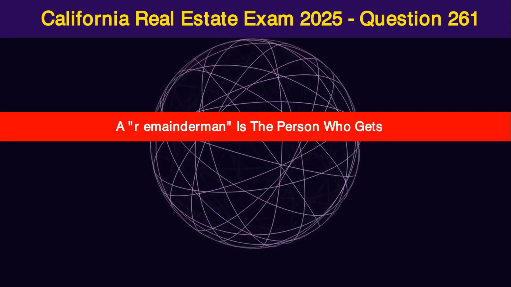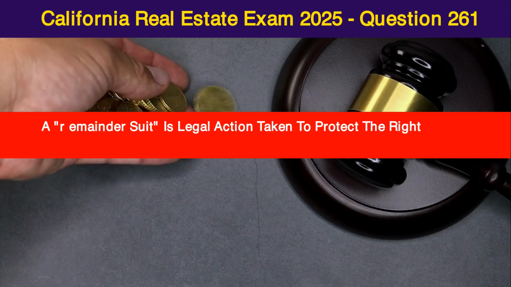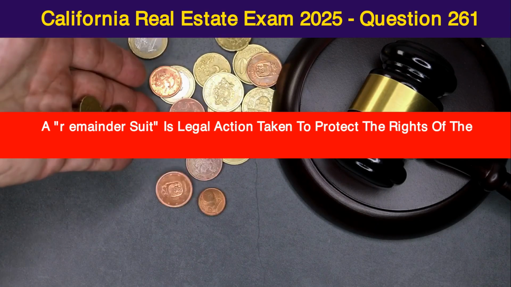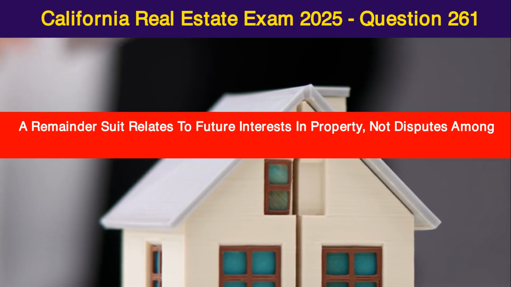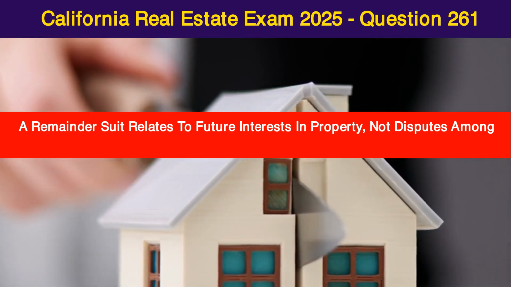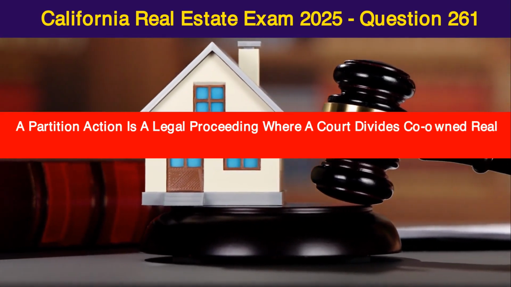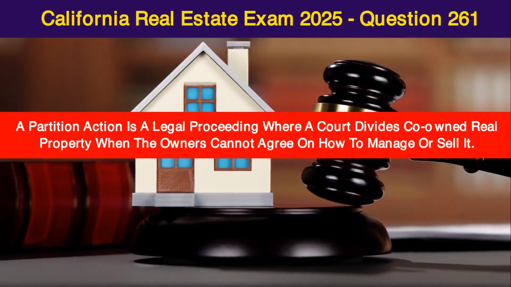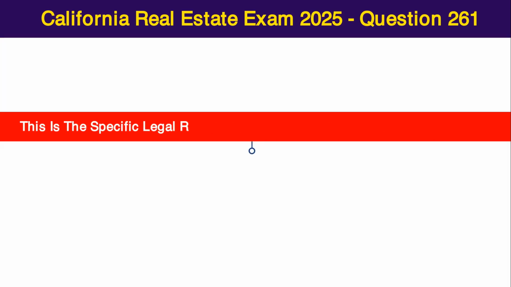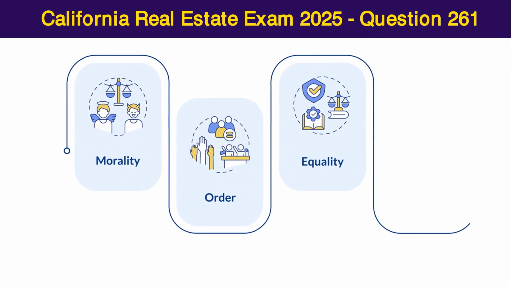A remainderman is the person who gets it. A remainder suit is legal action taken to protect the rights of the remainderman. A remainder suit relates to future interests in property, not disputes among current co-owners. A partition action is a legal proceeding where a court divides co-owned real property when the owners cannot agree on how to manage or sell it. This is the specific legal remedy for resolving disputes among co-owners.